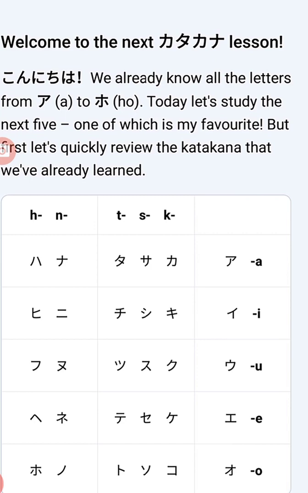Okay, so under H, the first column has the H sound. The first one you see there looks like an inverted V, but not fully connected, like a V turned upside down. That's ha. And underneath that one, that's he. He looks like a small letter T. So that helps you remember he: small letter T has the sound of he.